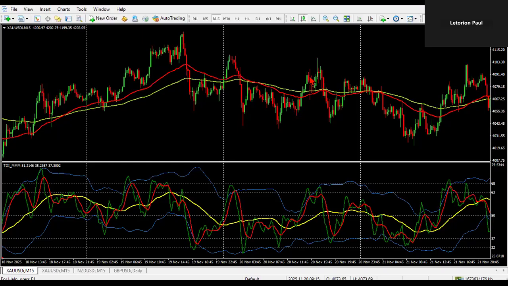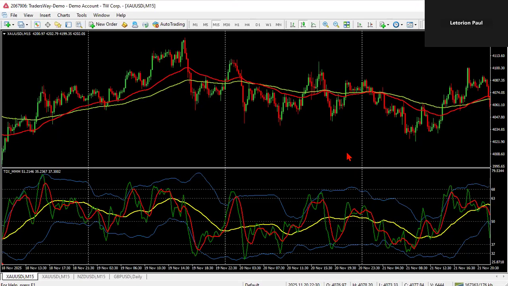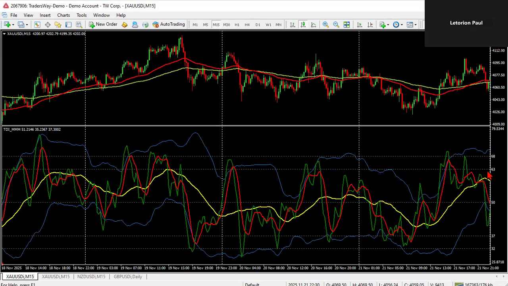Hey guys, so today I want to show you how to trade using the TDI levels. I know there's a lot of different ways to trade, but you should always have more than one way to get to the same destination. Today I want to talk about how to use the TDI levels. We're going to be focusing on the 63 and the 37. We're using these levels to determine what trade we should take.